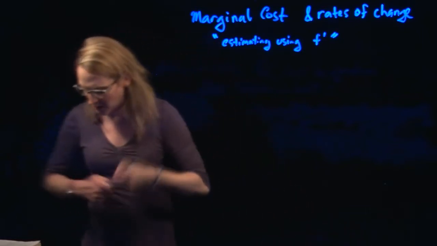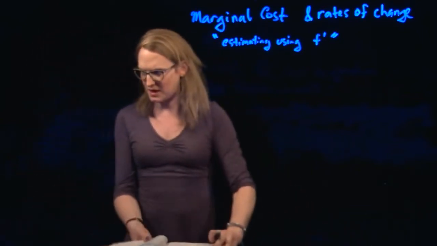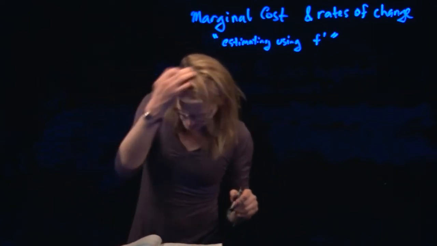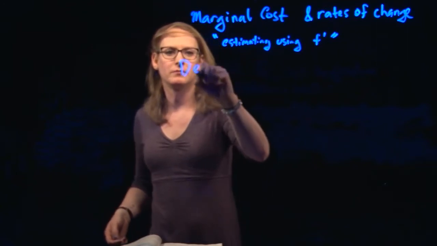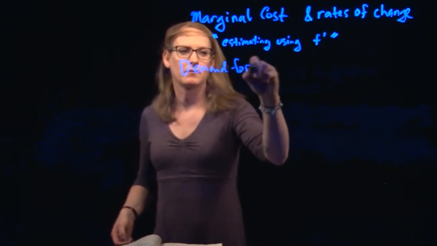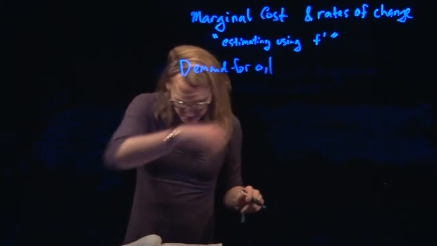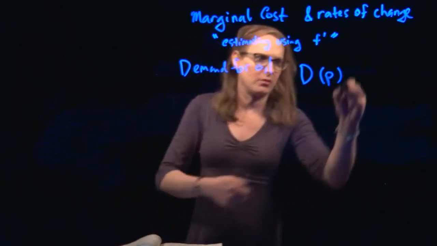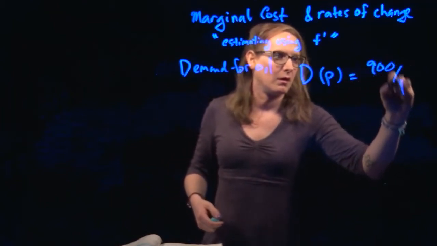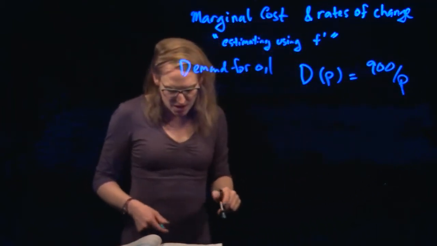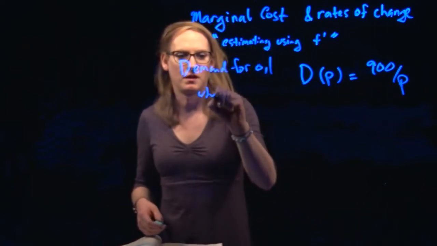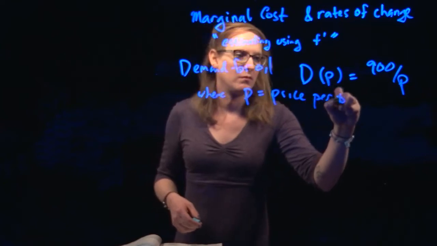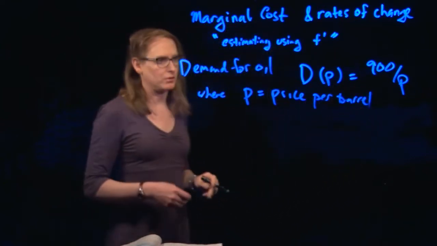Alrighty then. Okay, so here comes the setup for the problem. We're going to say that demand for oil is D of P equals 900 over P, where P is the price per barrel.